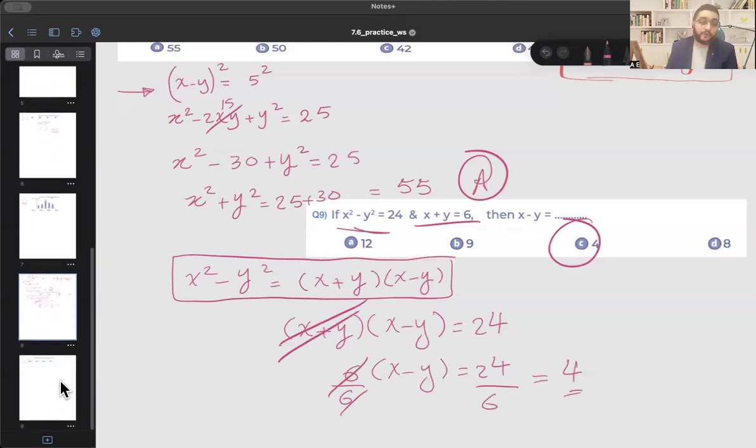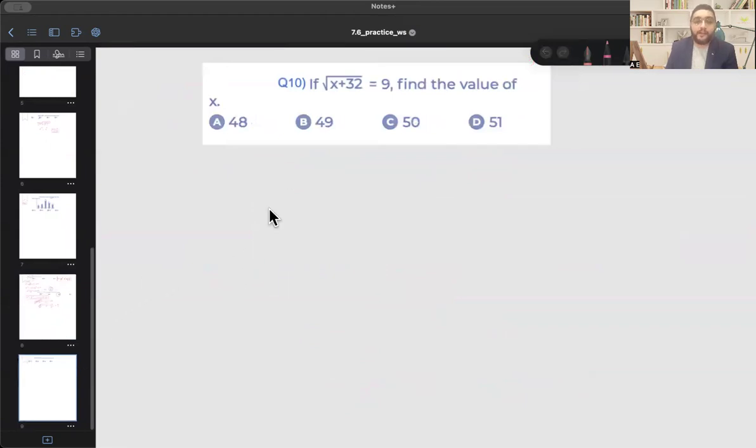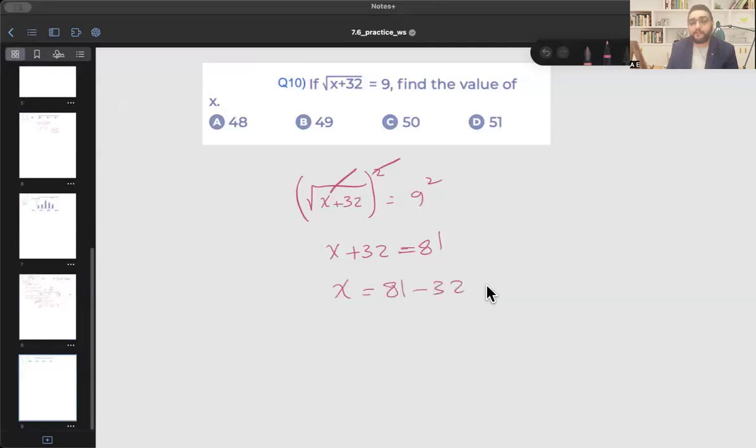This is a very important question. Question 10. If the square root of x plus 32 equals 9, find the value of x. As we mentioned before, if we have a square root, you can square both sides to remove it. We cross the square root with power 2. So x plus 32 equals 81. Then this is an easy question. You just subtract 32 from both sides. 11 minus 2 will be 9. 7 minus 3 will be 4. So the answer is 49.